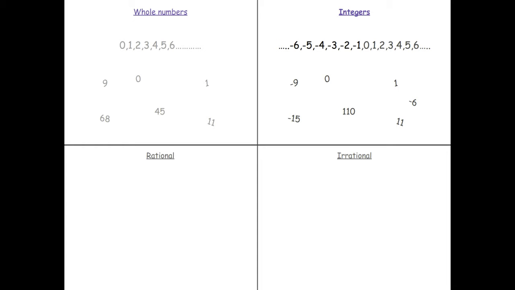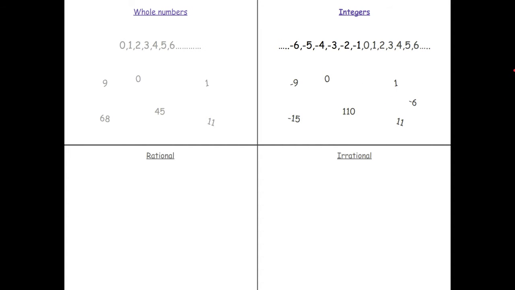Negative 1, negative 2, negative 3, negative 4, negative 5, until infinity. So integers are all 0, 1, 2, 3, 4, 5, all positive until infinity, and then negative 1, 2, 3, 4, 5, all the way until infinity, but no fractional components or numbers after the decimal point. And again, all whole numbers are also integers as well. As you see over here, 0, 1, 2, 3, 4, 5, 6 are also included as integers.